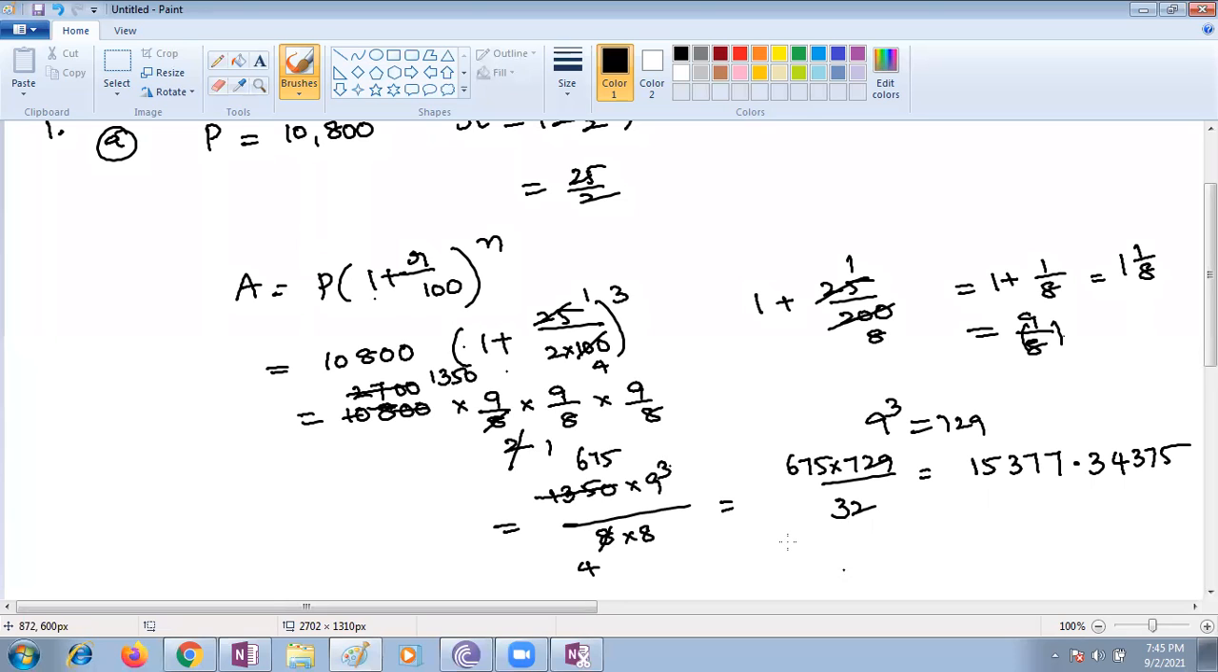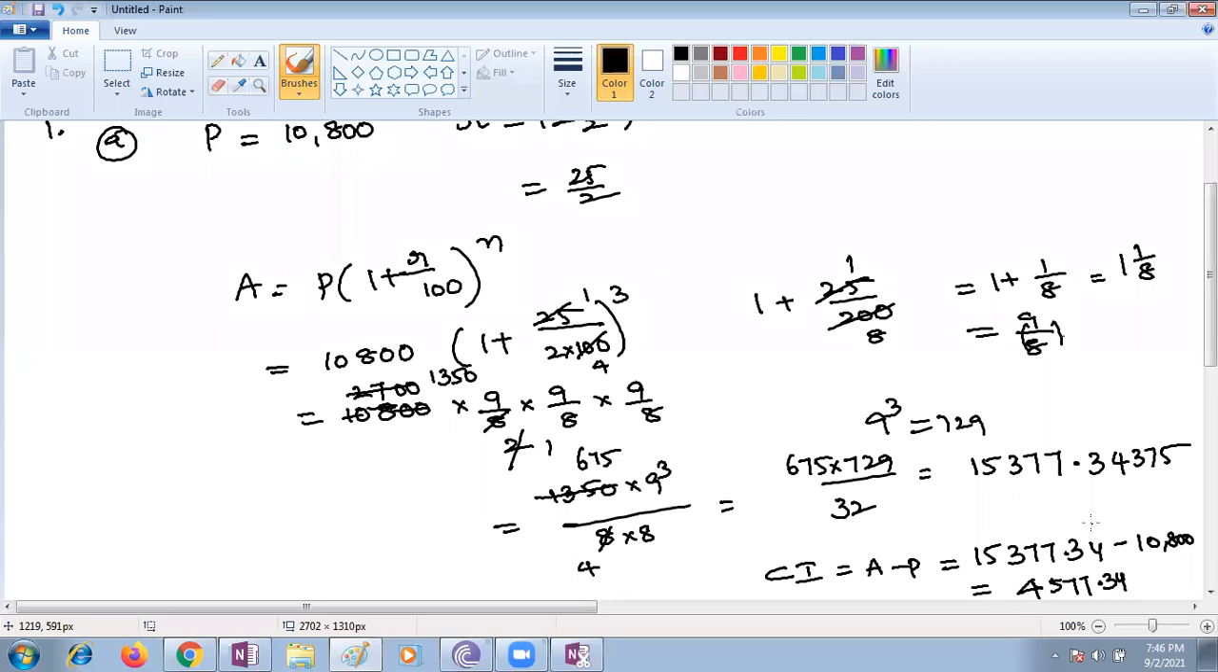Now you have 15,377.34. Now compound interest you need to find out, which means amount minus principal. Yes, amount minus principal. What will you get here? 4,577.34. Minus what is the amount? No, 10,800 minus 10,000. Just subtract that part, what will you get? 4,577.34. Right. This is the way you can calculate your compound interest.